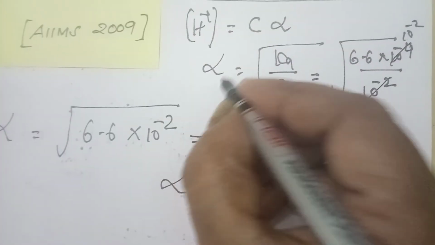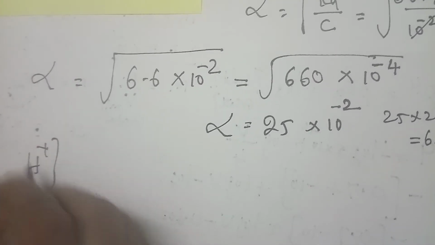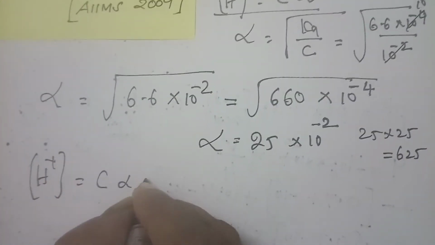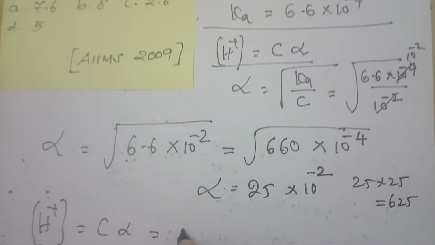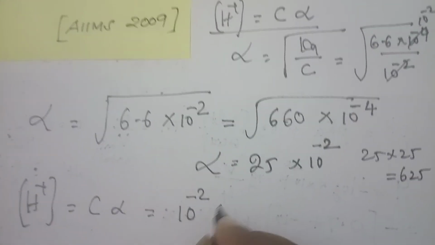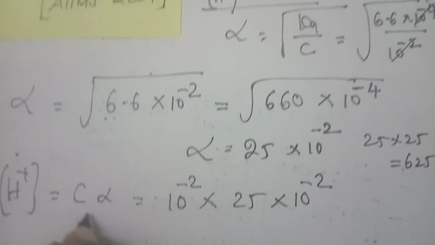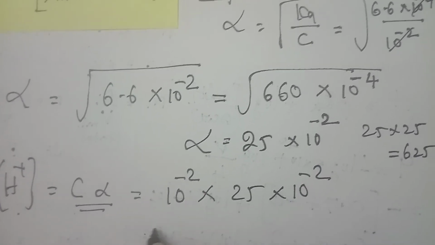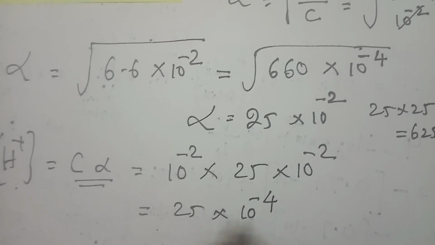So alpha is ready. Now we have to go for the hydrogen ion concentration. Hydrogen ion concentration is C into alpha. The concentration is 0.01, which is nothing but 10 power minus 2, into alpha, which is 25 into 10 power minus 2. So this is your hydrogen ion concentration, that is 25 into 10 power minus 4.